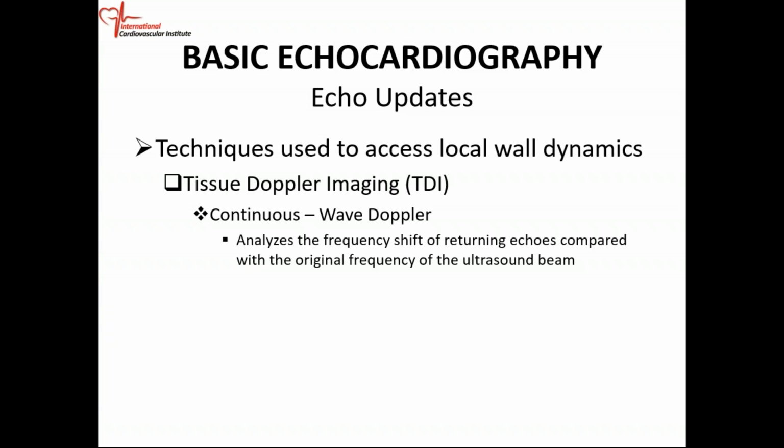In order to get maximum velocity, you need to get the ultrasound beam as parallel to the moving structure as possible. That angle theta should be 0, because the cosine of 0 is 1, so you'll get the maximum change at that time.